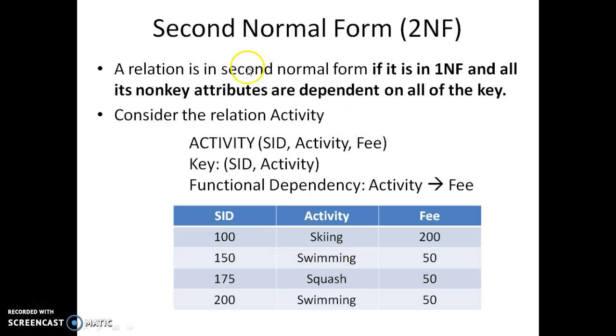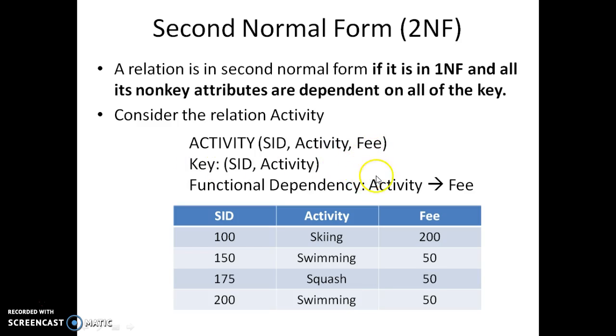Second normal form. A relation is in second normal form if it is in first normal form and all its non-key attributes are dependent on all of the key attributes. Now consider this same relation, that is activity. Here SID and activity combined will be treated as the key attribute. Here there is a functional dependency. We have to define functional dependency here because we have to show that the non-key attributes are dependent on the key attribute. So here in this example, if we are saying SID and activity is the key attribute, then directly phi will be the non-key attribute.